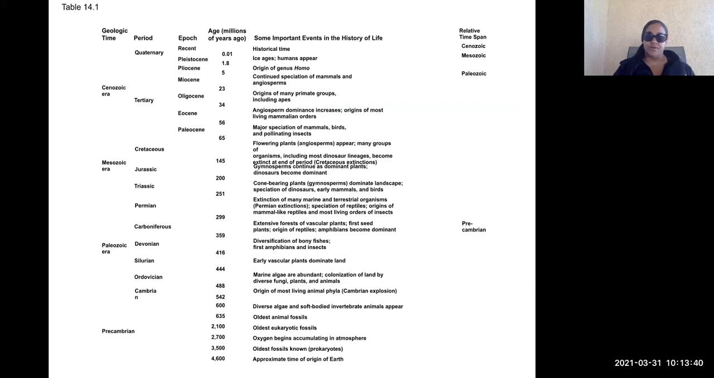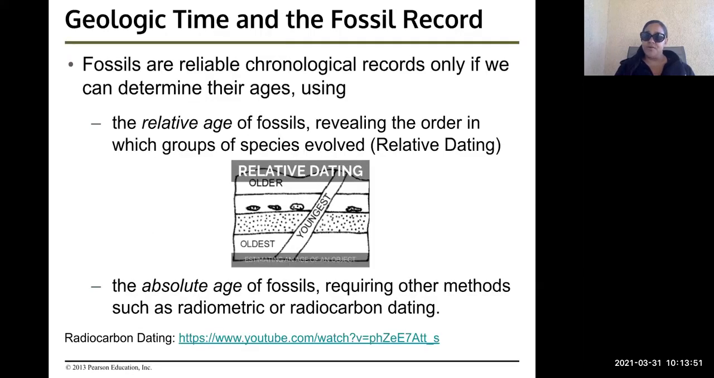Here's an overview of all the different time periods and what animals appeared during that time period. Fossils are reliable chronological records only if we can determine their ages. And we do this a couple different ways. We use relative dating. We can determine the relative age of fossils, revealing the order in which groups of species evolved.